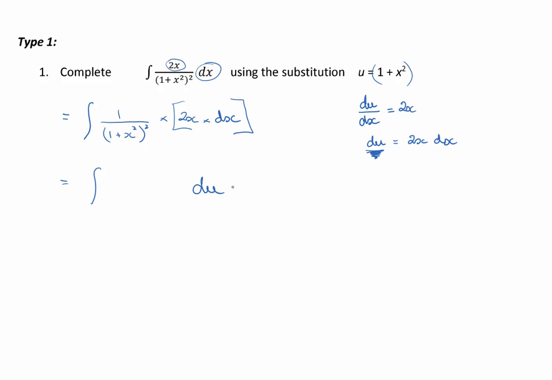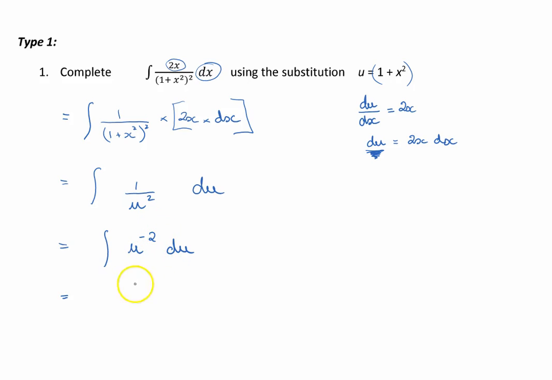Now, they won't all be this simple. This one is really nice and simple. And what have I got happening here? I've got 1 over, 1 plus x squared is u, so 1 over u squared. How do we integrate that? Well, we don't integrate a fraction, and we could write that as u to the -2 with respect to u.